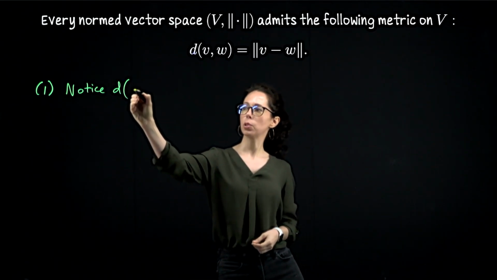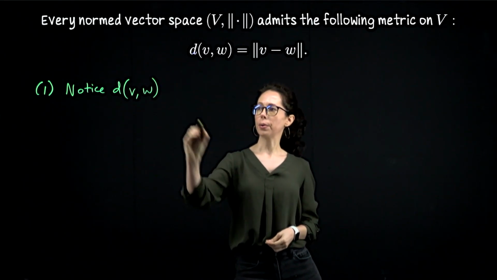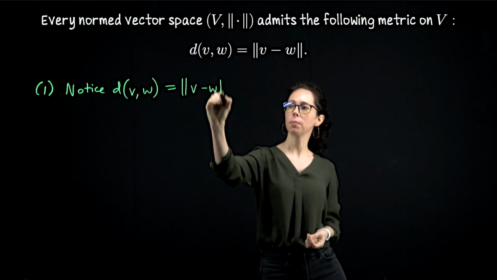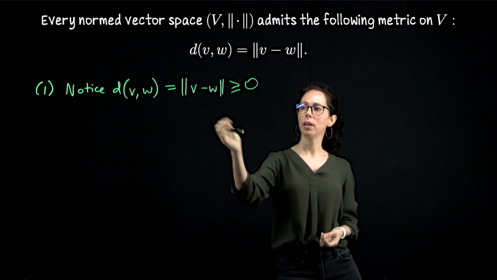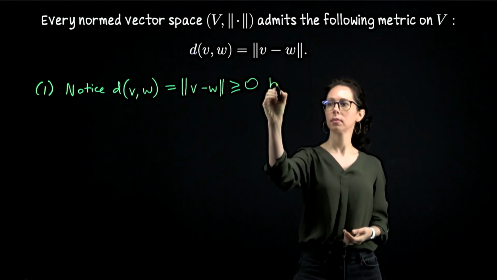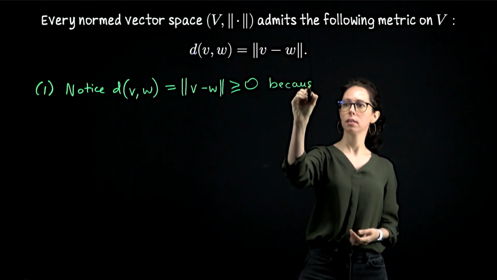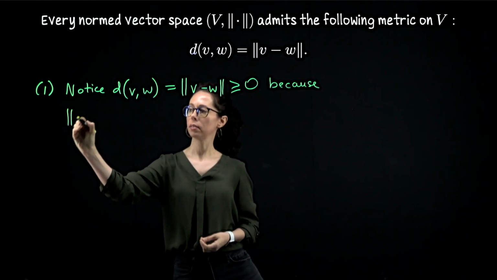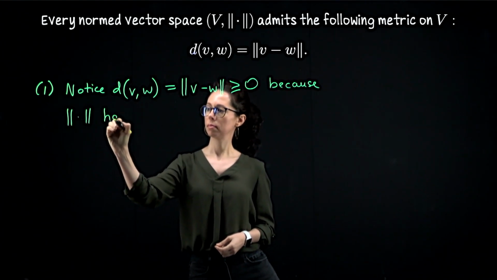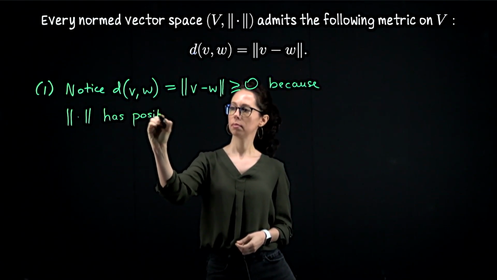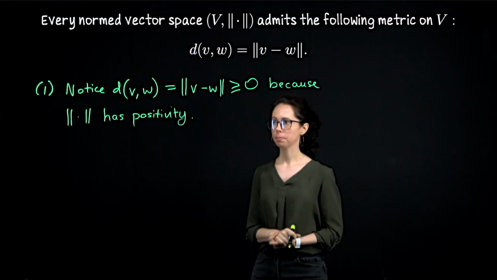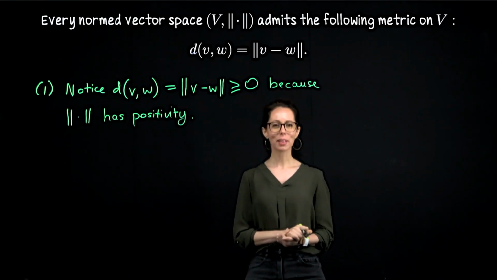notice the distance between any vectors v and w, which is, just to kind of restate it, defined as the norm of v minus w, is greater than or equal to 0 because we already know that the norm is never negative. So let me write because the norm function has positivity. That was also the first property that we named for norms. Okay, let's look at non-degeneracy.